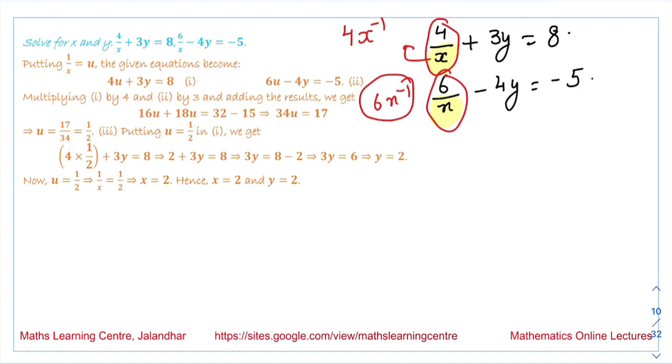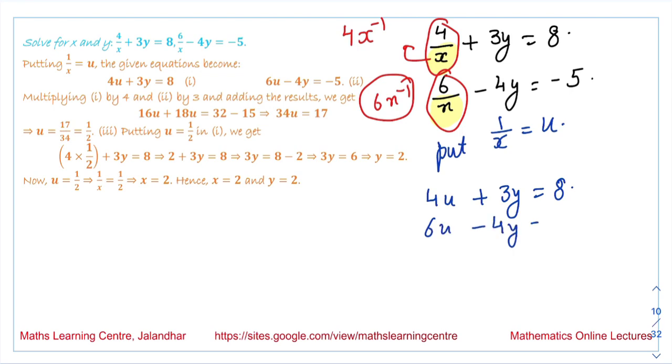So what we are doing is, we put 1 by x is equal to u. So the equations will become 4u plus 3y equal to 8, and 6u minus 4y equal to minus 5. Now these are linear equations in variables u and y, and we solve these equations.